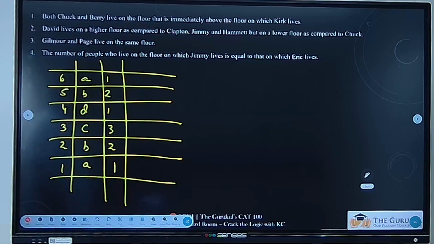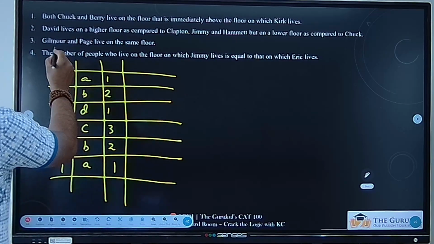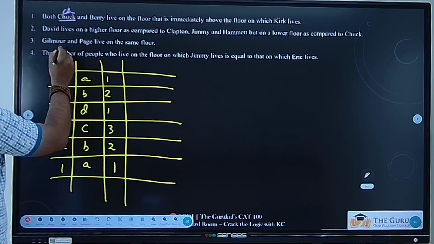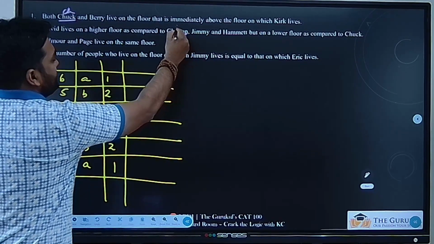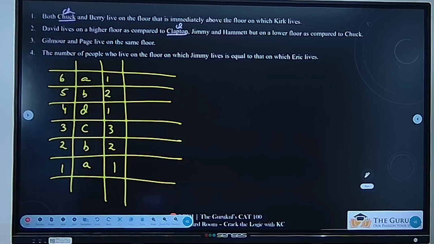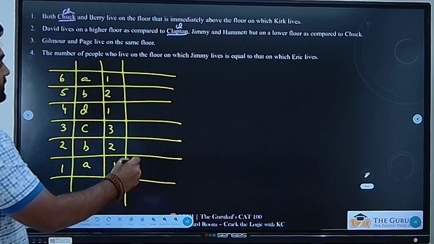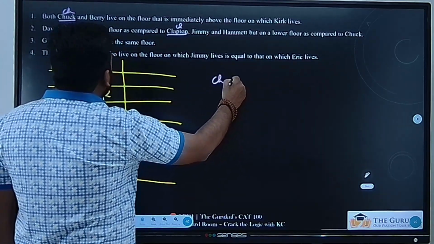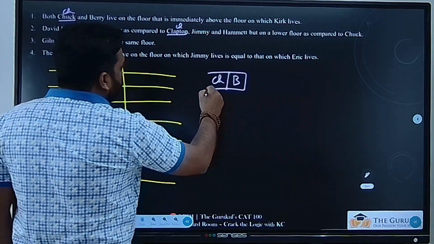Now who are those people is the next part of the question. Now we are having different people. Let this person be CH and this person be CL. Both of them are starting with C. Remaining all, we have different alphabets. We'll place them separately. Okay. Both CH and B live on the floor that is immediately above the floor on which K lives. Okay. Both CH and D should sit together. CH and B. These two are coming together.